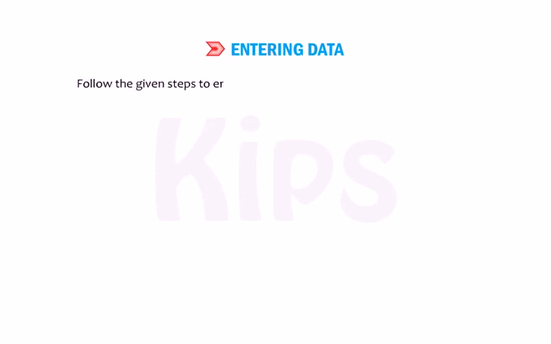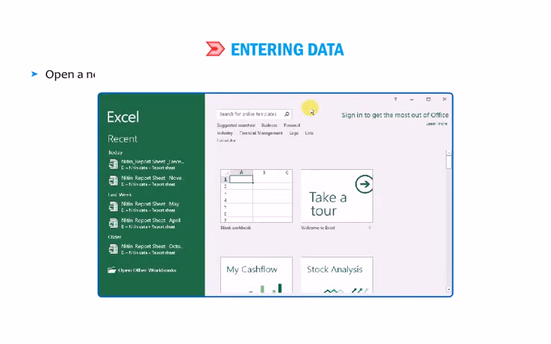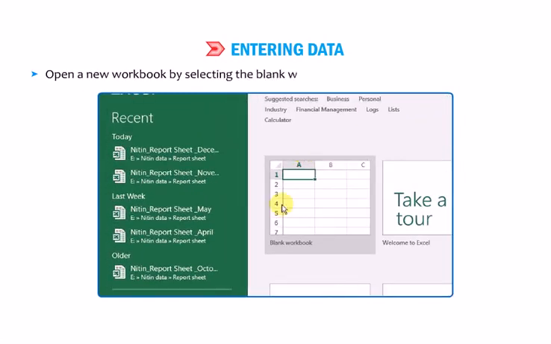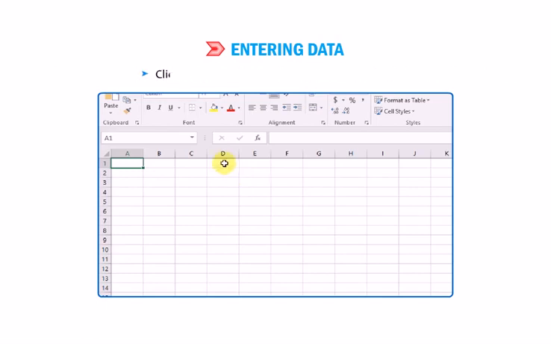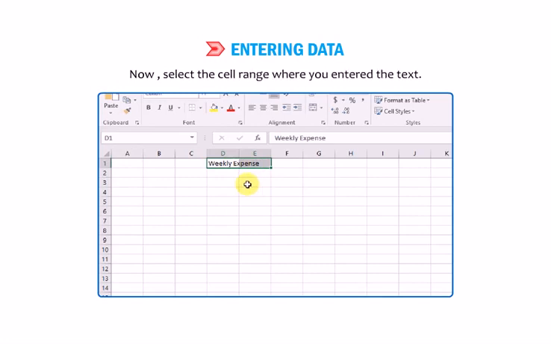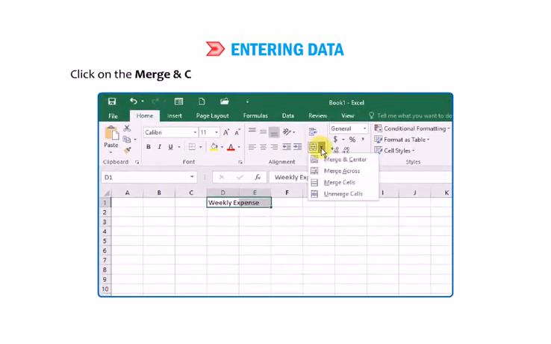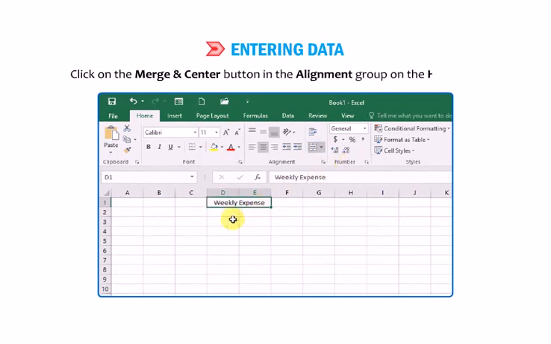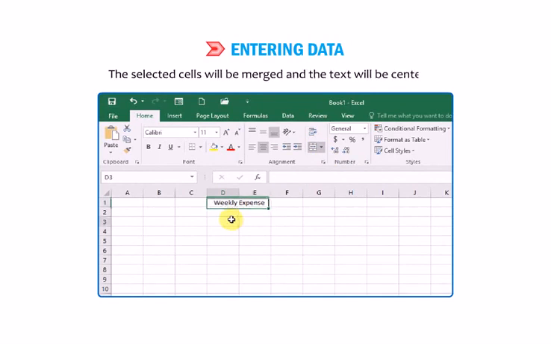Follow the given steps to enter data in a worksheet as shown in the figure. Open a new workbook by selecting the blank workbook thumbnail from the Start screen. Click on the cell D1 and type Weekly Expense. Now select the cell range where you entered the text. Click on the Merge and Center button in the Alignment group on the Home tab. The selected cells will be merged and the text will be centered.